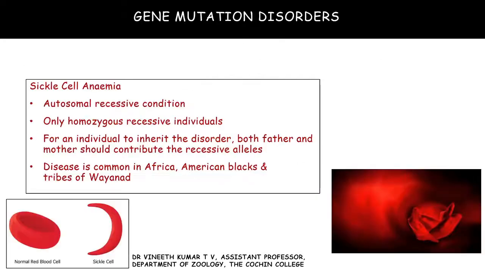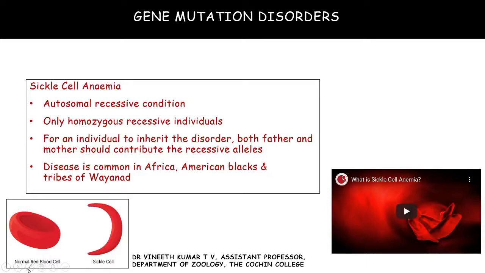Coming to the next one, which is sickle cell anemia. Sickle cell anemia is an autosomal recessive mutation, and hence only individuals who are homozygous for this gene will express this condition. To have a sickle cell disorder, one should inherit the mutant gene from both parents, that is from the father as well as the mother. This disease is common in places like Africa, among American blacks, as well as the tribes of Wayanad.